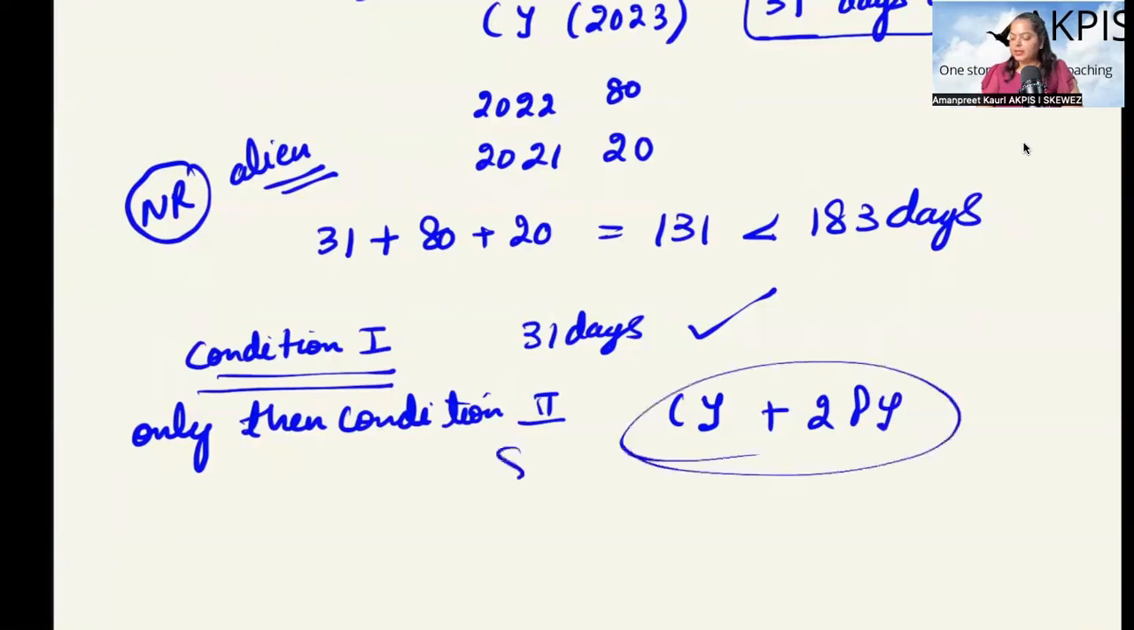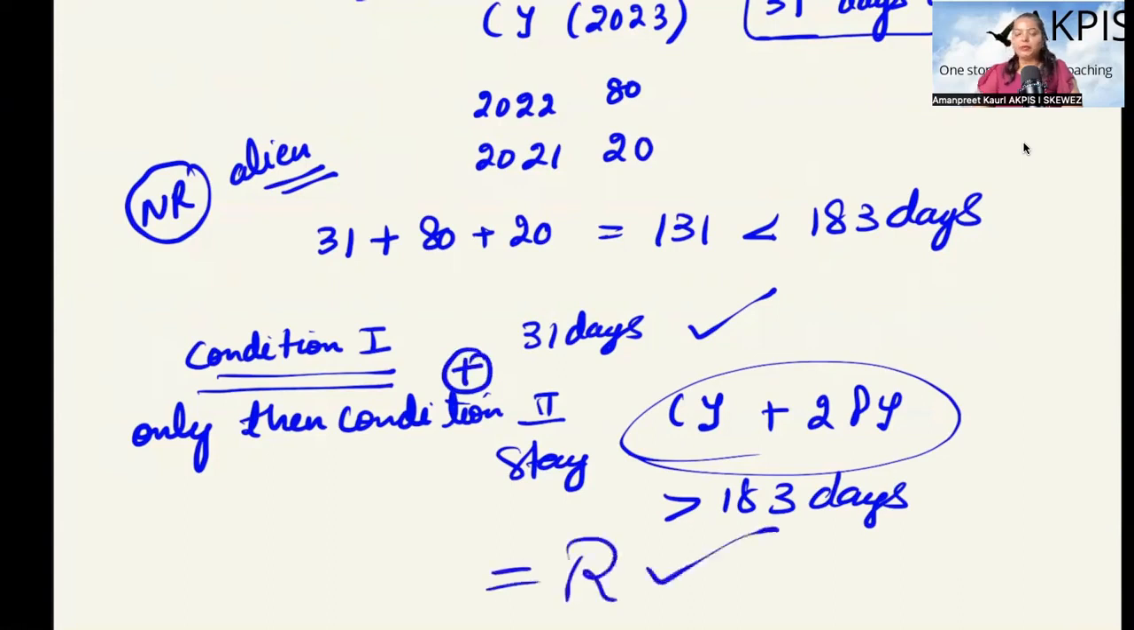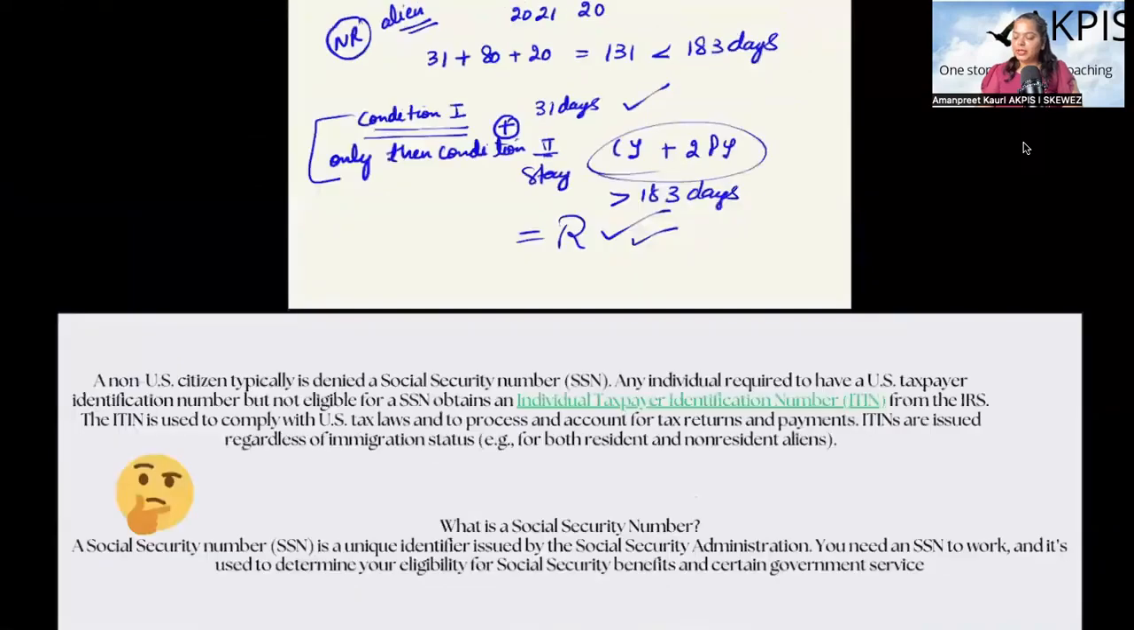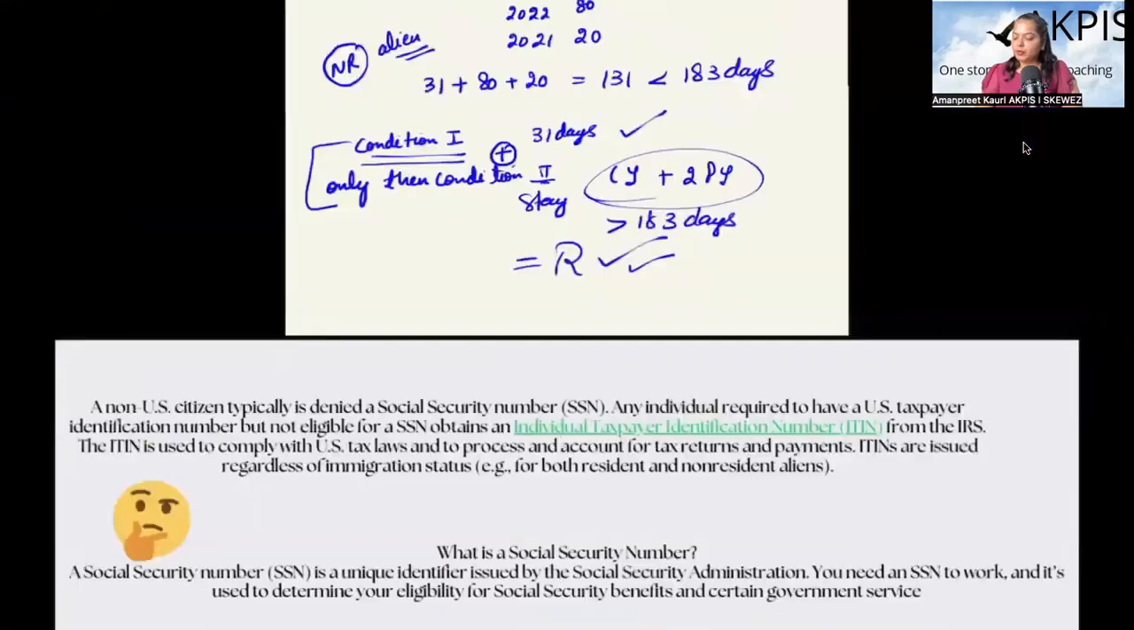Stay. He's there in the United States of America for more than 183 days. If this condition is also satisfied, after condition number 1 is satisfied, only then will he be a resident. Otherwise, non-resident. So if condition number 1 is not satisfied, you're not supposed to check condition number 2, right? And vice versa. So both the conditions need to be satisfied for a person to be referred to as a resident alien. And if he is a resident alien, he's supposed to pay tax on his entire worldwide income. So this is what we discussed so far.